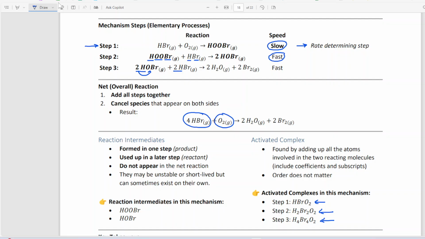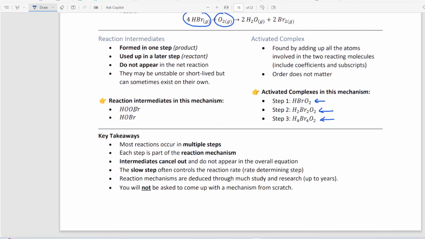Each step you can call a mechanism step, or you can call an elementary process. So some key takeaways is that most reactions occur in multiple steps. There's very few reactions that are simple enough just to happen in one. Each step is part of an entire reaction mechanism. The reaction intermediates are things that cancel out, and they do not appear in the overall equation. The slow step often controls the reaction rate, so we call it the rate determining step. And if you wanted to speed up a reaction, you have to speed up the slow step. If you speed up one of the fast steps, you're not going to change the overall reaction rate.